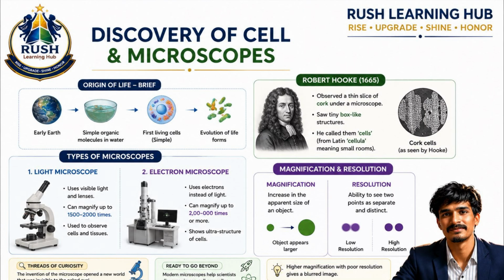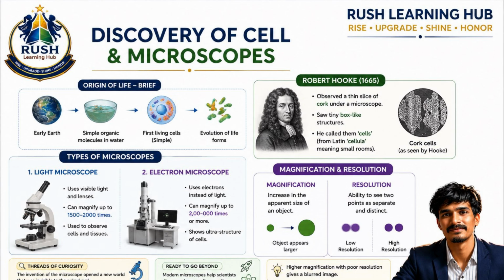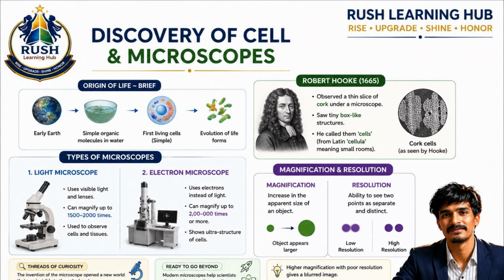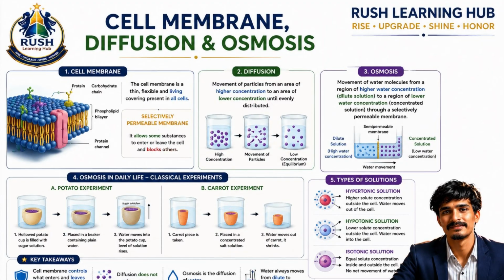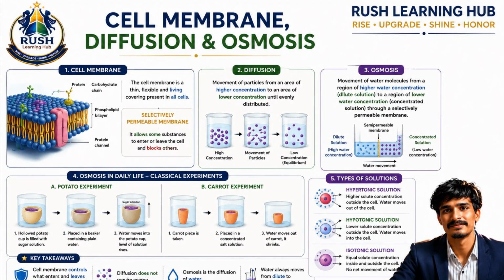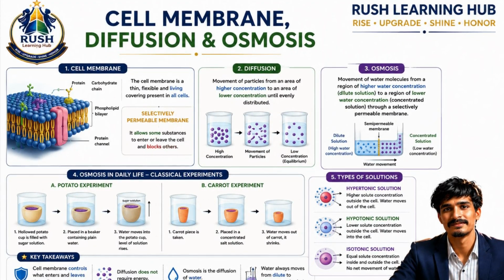Magnification increases the apparent size of an object, while resolution determines the clarity and detail of the image. The invention of microscopes opened an entirely new world that was invisible to the human eye. It allowed scientists to study cells, microorganisms, and the fundamental structures of life. Now let us move inside the cell and study one of its most important structures, the cell membrane.